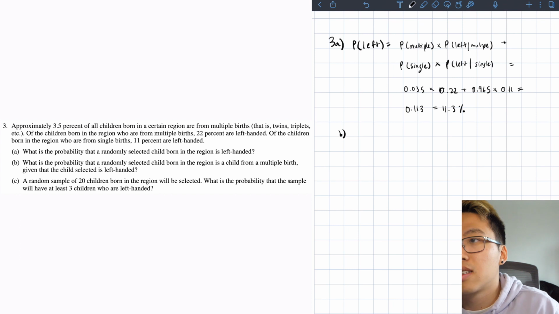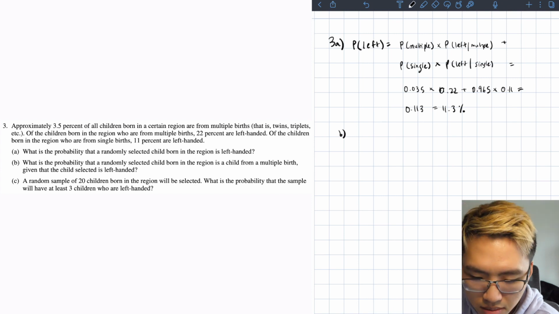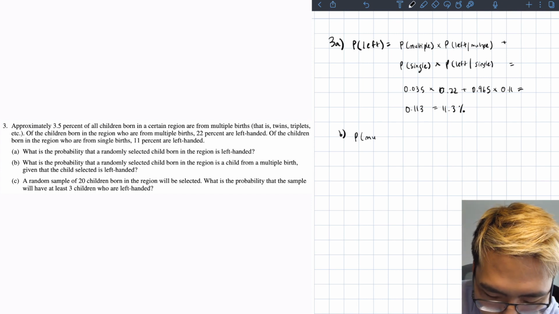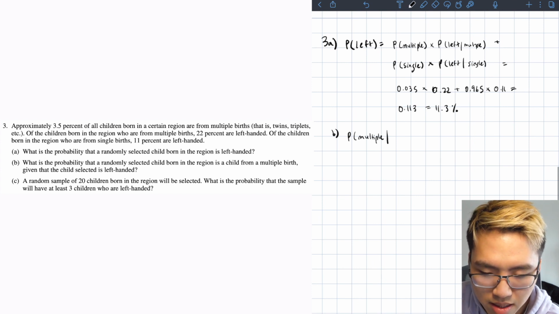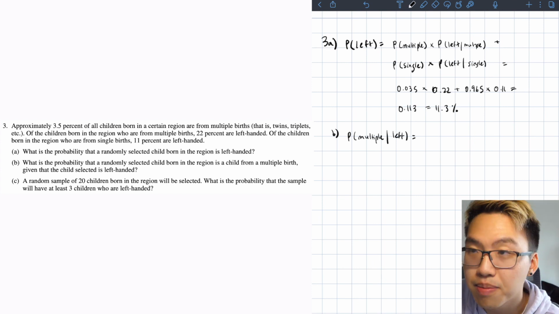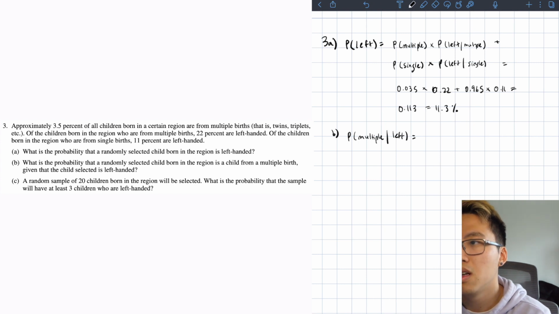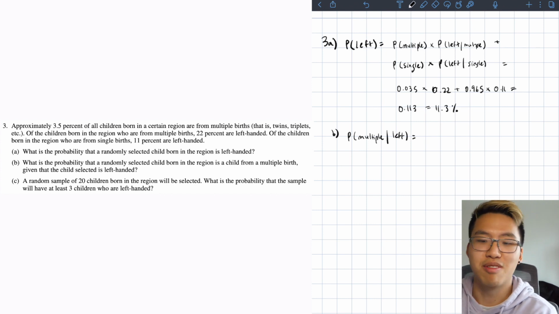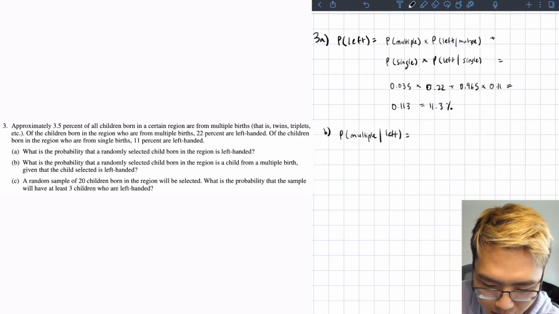The next question asks: what is the probability that a randomly selected child born in the region is a child from a multiple birth, given that the child selected is left-handed? Again, we write it out in our probability way, and it's asking what is the probability that you're from a multiple birth given, this line denotes conditional on, being left-handed. For conditional probability, there's an equation, I believe called Bayes' theorem. Let me find that equation. It's definitely a good equation to know. People in my field use it all the time. Let me write out the equation here.